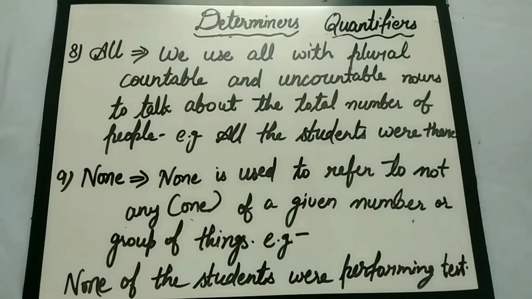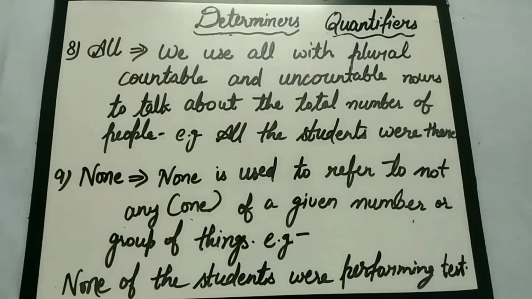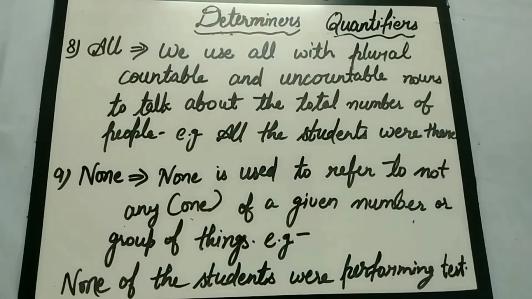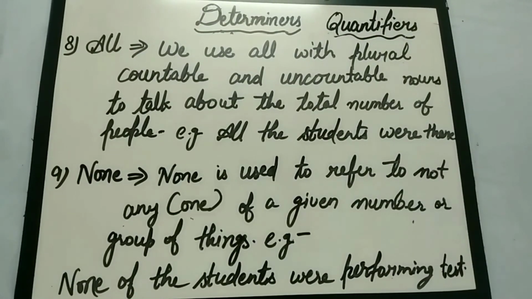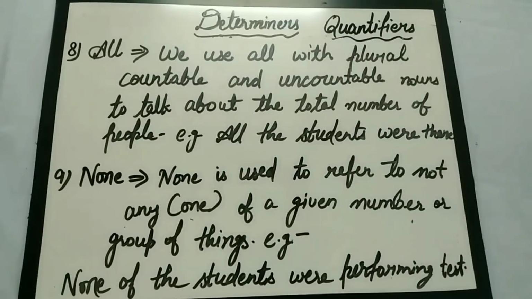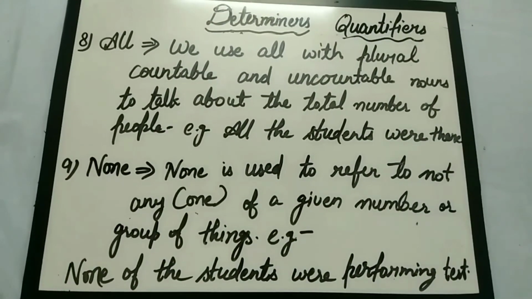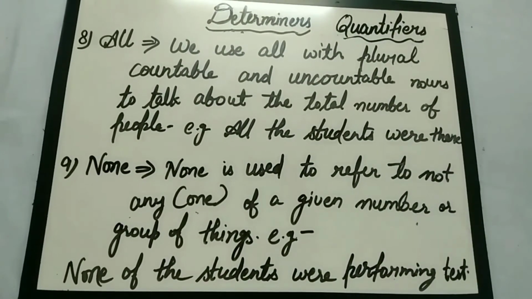Our next determiner is all. All is used with plural countable and uncountable nouns to talk about the total number of people. It mentions the whole number. It tells us about the full quantity, the complete quantity, the whole number.